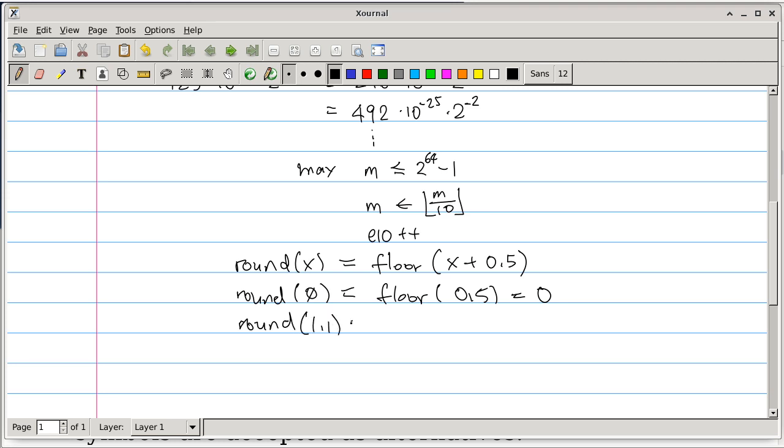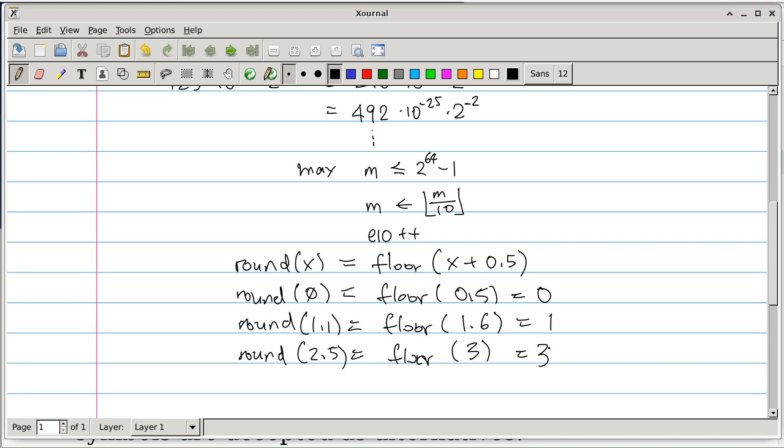Okay? 1.1. The question is, does the rounded version of 1.1 equal the floor of 1.6? Yep. Okay, seems to work. What about the rounded version of 2.5? Okay. Does it equal the floor of 3?